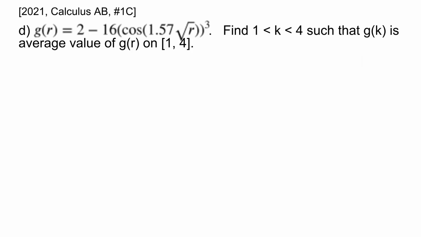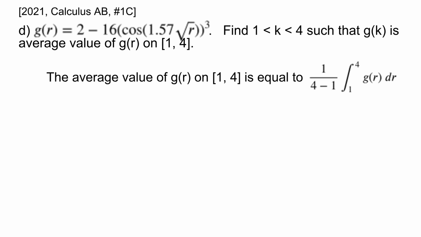In part D of this question, we're given a new function g of r which is equal to 2 minus 16 times the cosine of 1.57 square root of r cubed. That's why this is a calculator active question. And then we're asked to find the value of k between 1 and 4 exclusive, such that g of k is the average value of this function g of r on the interval from 1 to 4.